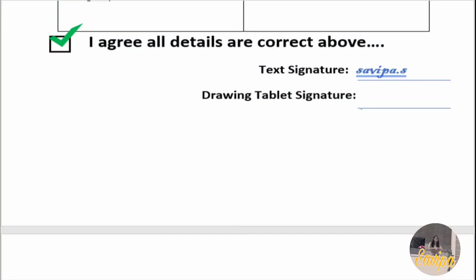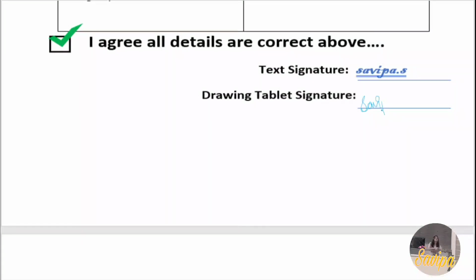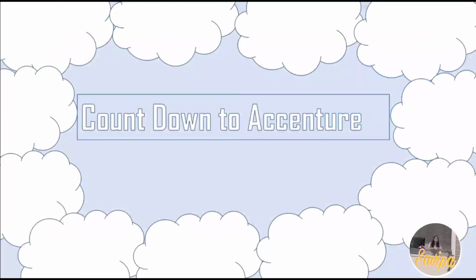Now I'm trying to sign, as you can see here. Whatever I'm writing here is appearing on the screen, right? So this way you can sign using a drawing tablet.